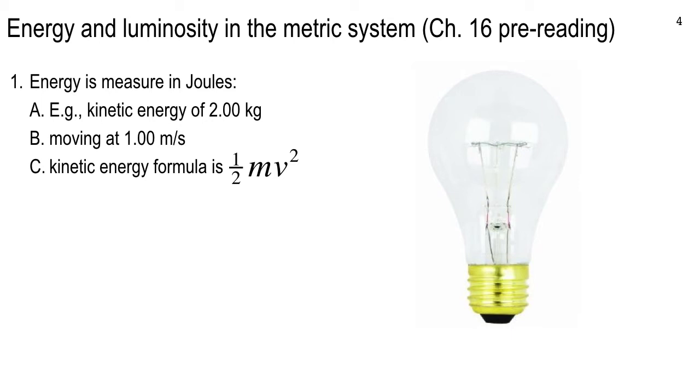So this object, 2 kilograms, is like a 2-liter bottle of Pepsi, because a liter is about a kilogram. So this is about a 2-liter bottle of Pepsi, traveling at about 2.24 miles per hour. That would be 1 joule of kinetic energy. So it's the metric unit.